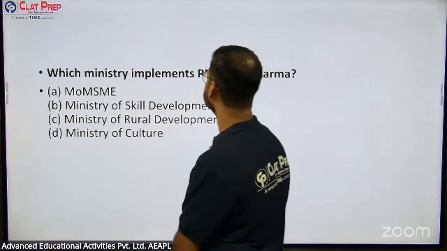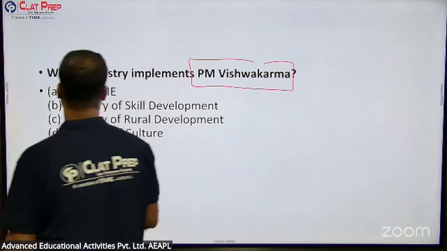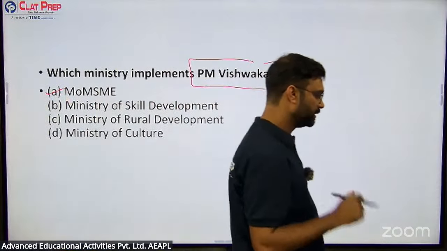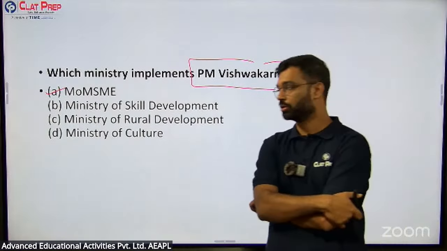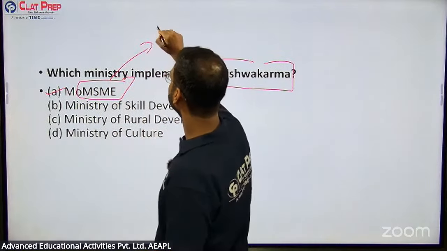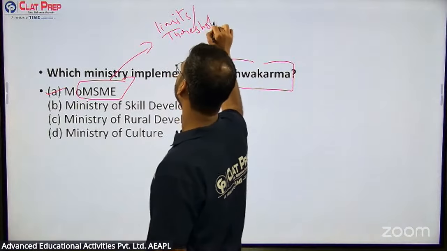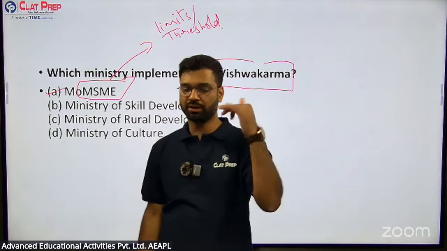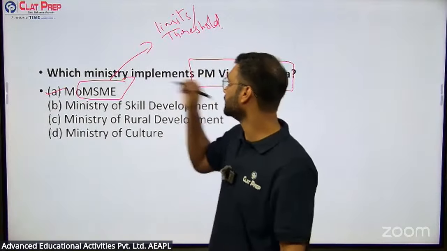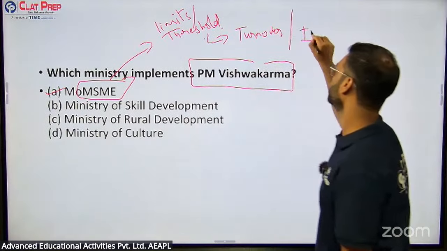Now, next question. Which ministry implements the Pradhan Mantri Vishwakarma scheme? The answer is the Ministry of Micro, Small and Medium Enterprises, right? Now, because we are talking about the Ministry of Micro, Small and Medium Enterprises, what you should know is that the limits or the threshold to determine whether an organization is a micro, small or medium enterprise have changed. Basically, that status depends on the annual turnover of the organization or investment in machinery.